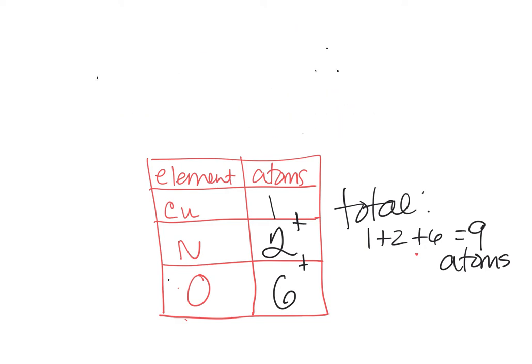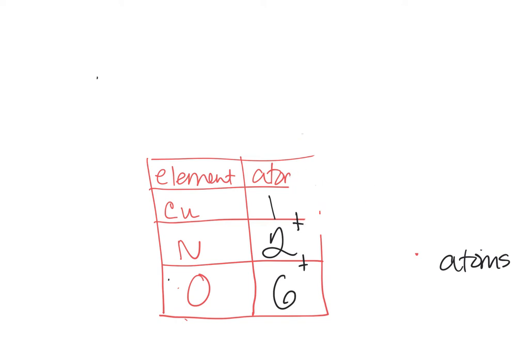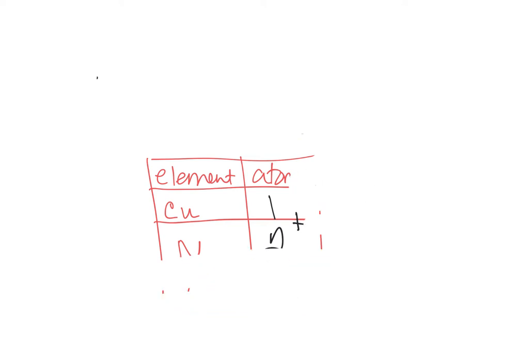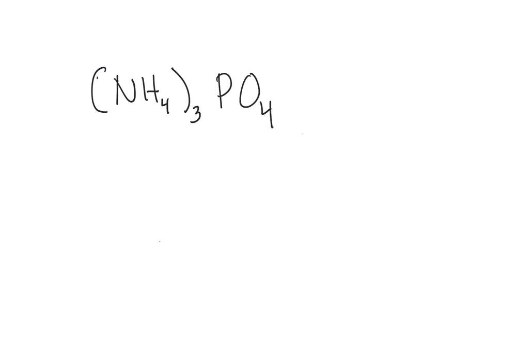Okay? Let's erase this and look at another example. I know you guys have done this already, but this is a good little review for you, because we're going to get into some more complicated stuff in just a little bit. So let's look at another example. Oh, this one is a good one. This is what I call a juicy example. (NH4)3PO4.